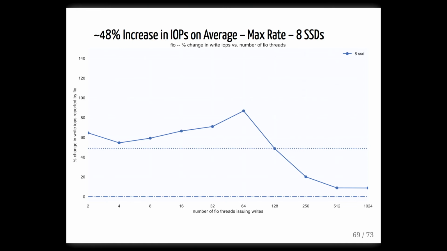Again, the same visual aids are here. The dashed line at the bottom, anything above it is improvement. And then the dotted line kind of in the middle-ish is the average to show a 48% improvement.